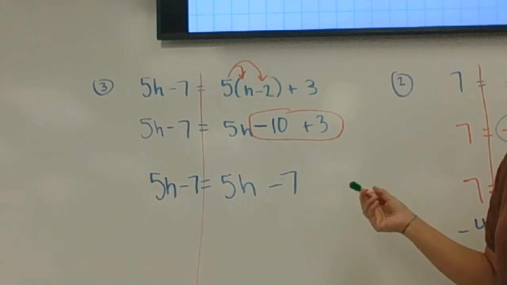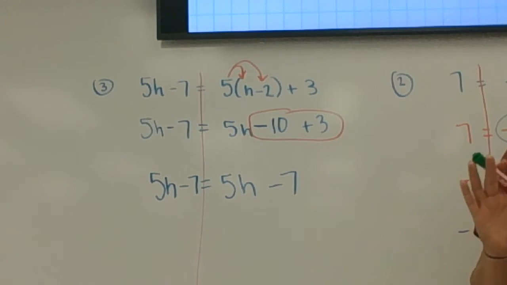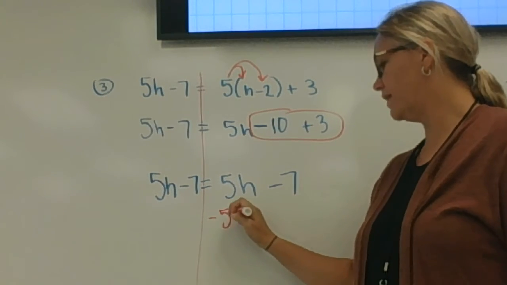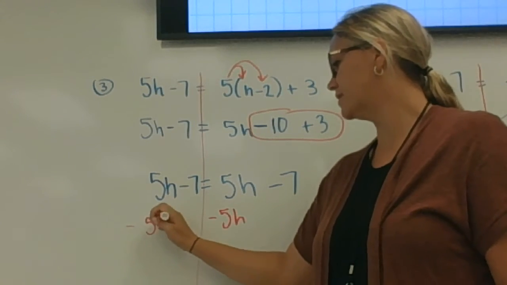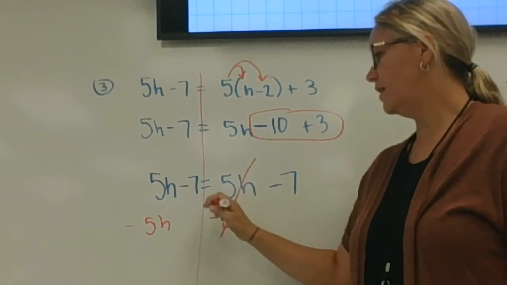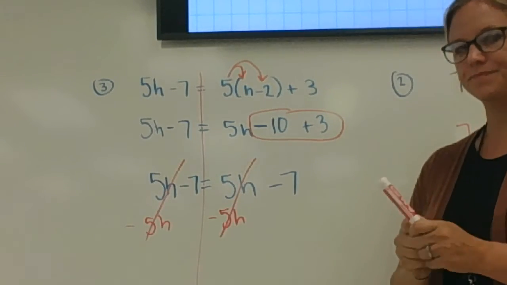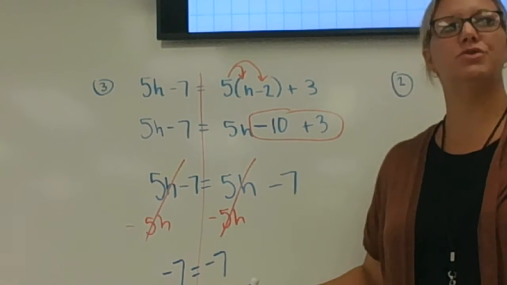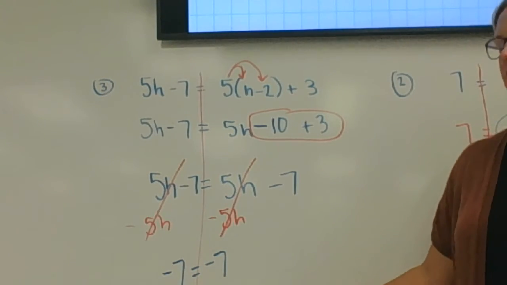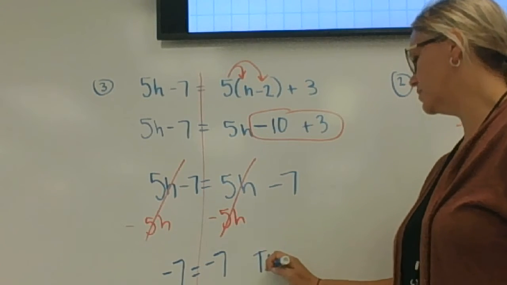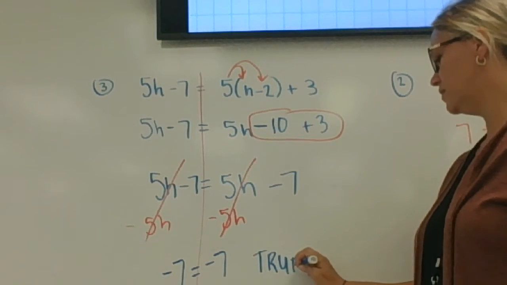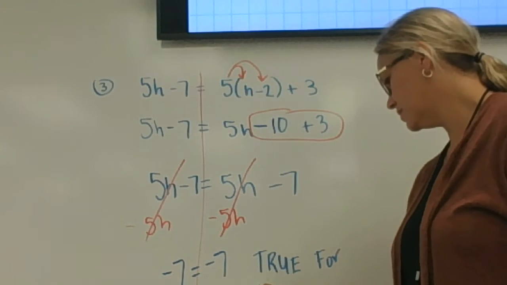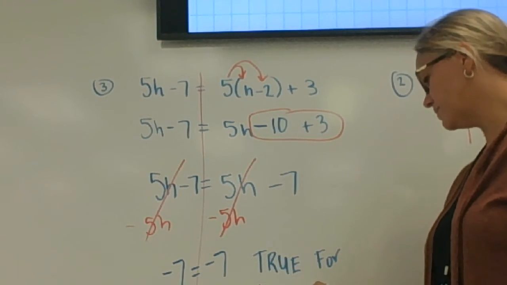Let's just say that we keep going and we want to bring the h's to the same side. We would subtract this 5h and subtract this 5h. And they both cancel. Negative 7 equals negative 7. Is this a true fact? Yes. This is true. And we're going to go further and say true for all real numbers. That's what makes this special.